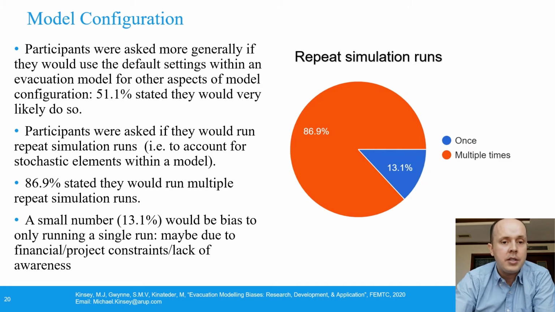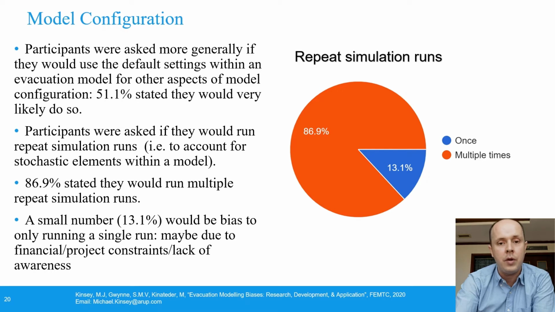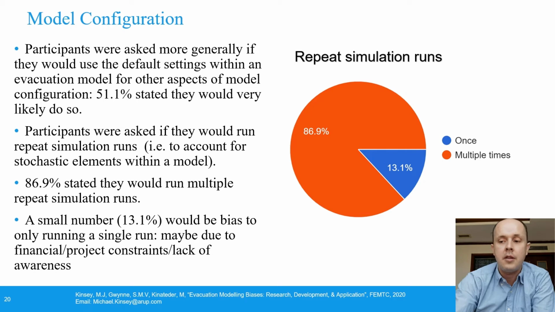More generally, we asked participants if they would use the default settings within the evacuation model, not just walker speeds, but other settings. And again, about half of our participants stated they would likely do so. So again, it highlights a clear bias to using default values within evacuation models. And this is some food for thought probably for evacuation model developers who are specifying these default values, considering that users are more likely to use them.